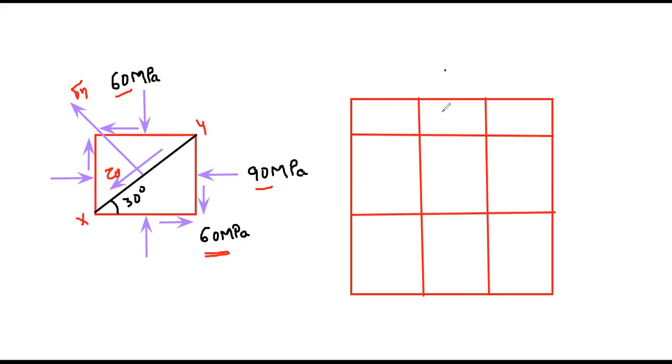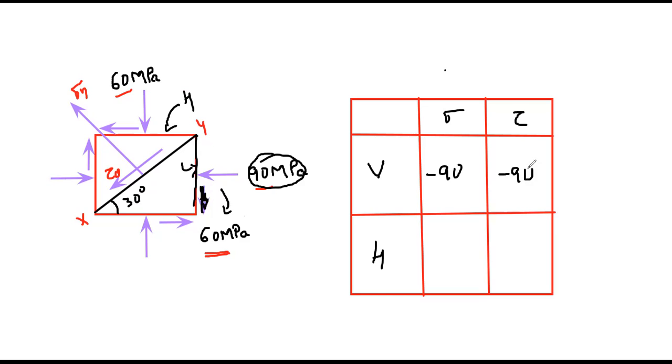Here we have stress, shear stress, vertical plane, horizontal plane. So this is our vertical plane and this is our horizontal plane. On the vertical plane, we have the stress which is compressive in nature, so minus 90 megapascal. And the shear stress acting on this vertical plane, in which direction is it acting? Clockwise direction. Clockwise means again it is minus. The sign convention: clockwise is negative and anti-clockwise is positive.